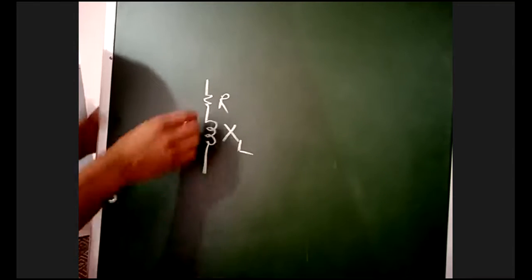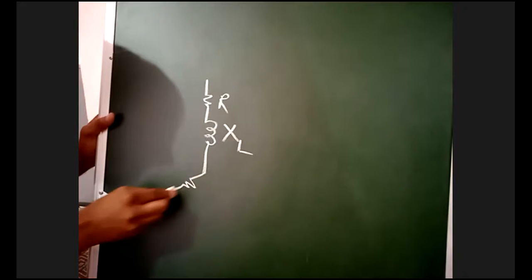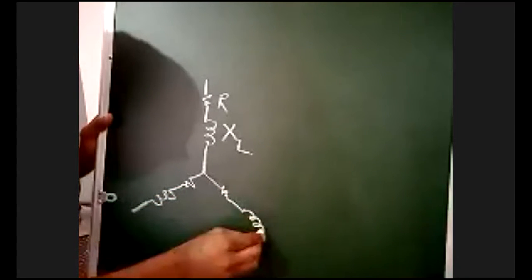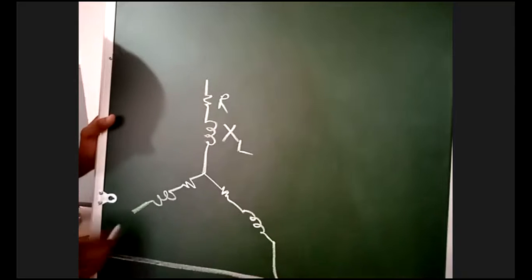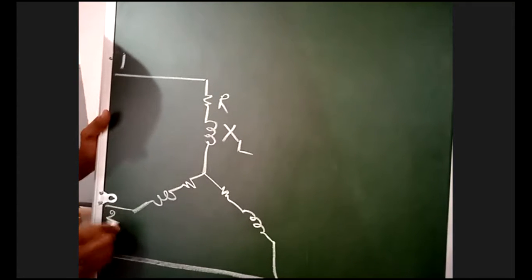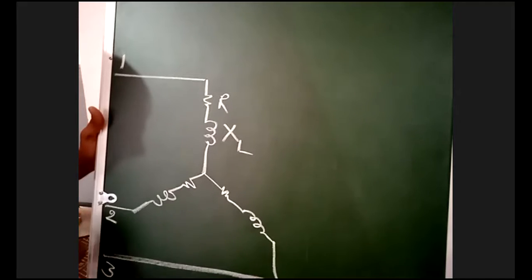Circuit constants means R, L, and C. But he is specifying only inductor. Inductor means there is no capacitance. It is the RL circuit. So I am taking three phases here. In all the three phases, equal amount of inductors are there. This is the first phase. This is second phase. This is third phase.